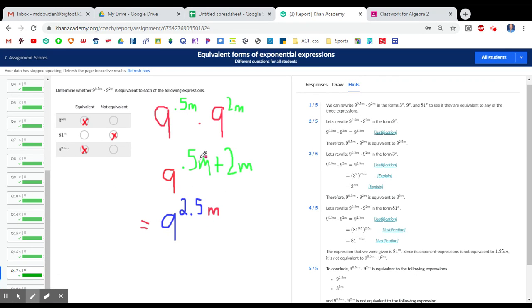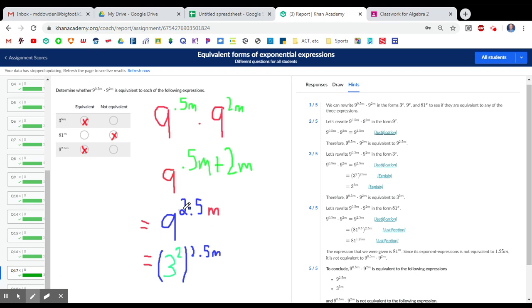If you notice, I just took the red and green and just rewrote it this way. So this is 9 to the 2.5m power, just a different way. If you've been in the other videos, you know the green talks about the exponent, the red talks about the base. Now I don't want to talk about exponents and bases. I want to talk about numbers, 9 to the 2.5, and then letters by itself, or just m.